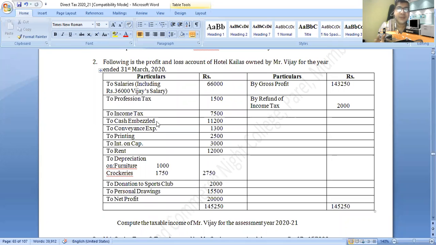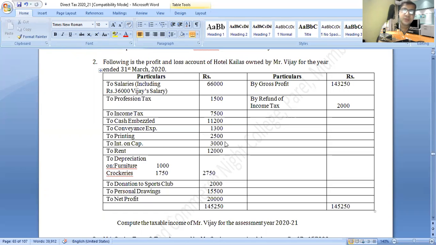In our local language, we can say अफरातफर करणं, cash मध्ये अफरातफर करणं, embezzle. So it is an allowable business expense. We cannot say that it is disallowed. Sometimes this is a routine journey. In any kind of business, this embezzlement can be done by an employee. So we will consider it as allowable. Conveyance expenses are also allowable. Printing expenses are also allowable.